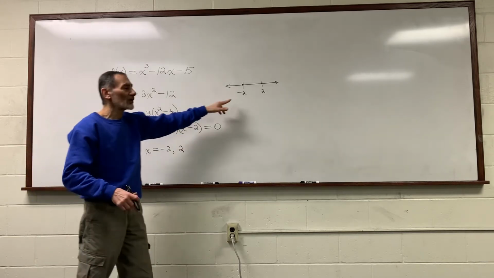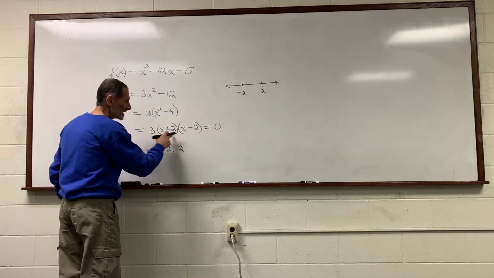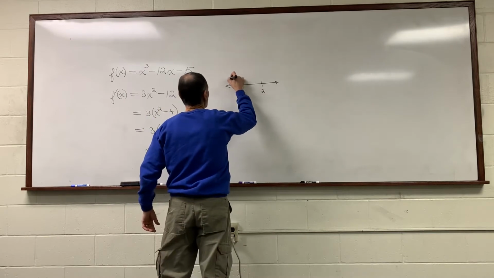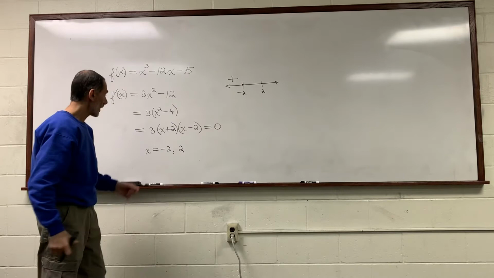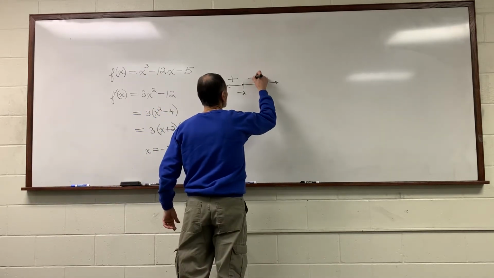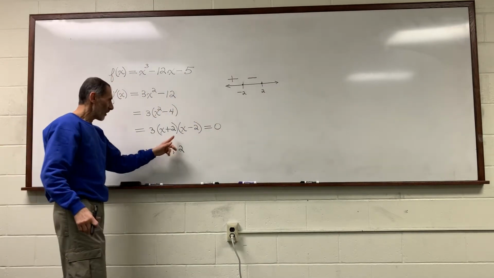So let's take a number less than negative 2, like negative 10. Positive, negative, negative. 2 negatives yields a positive. Between negative 2 and 2, use 0. Positive, positive, negative. 1 negative yields a negative. A number greater than 2, 100. Positive, positive, positive.